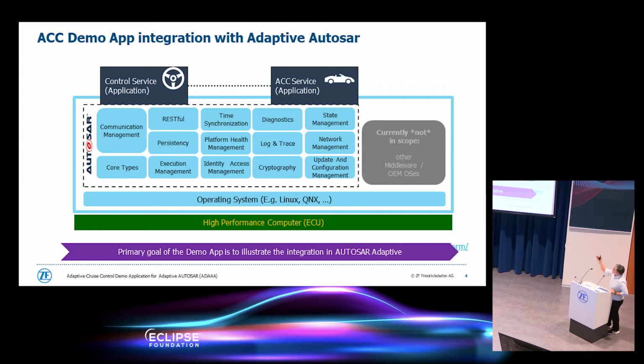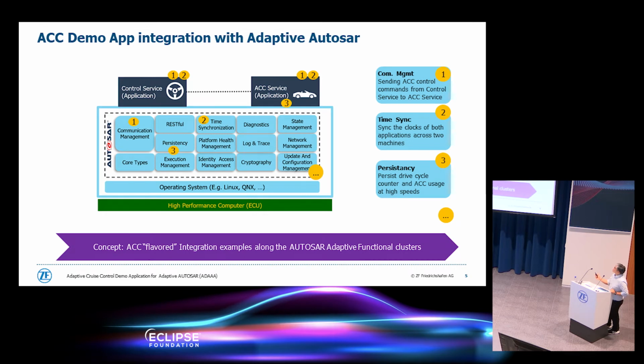What we do here is we have defined a set of requirements for the application, and then we show how AUTOSAR Adaptive can be used to fulfill those application requirements. It turned out that this is quite useful, so we like it, and that's the reason why we now introduce it to open source. Let me show how it works for some examples.